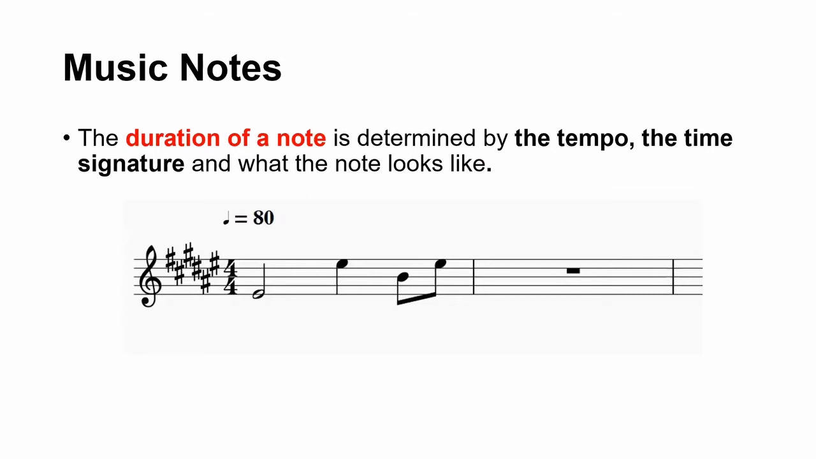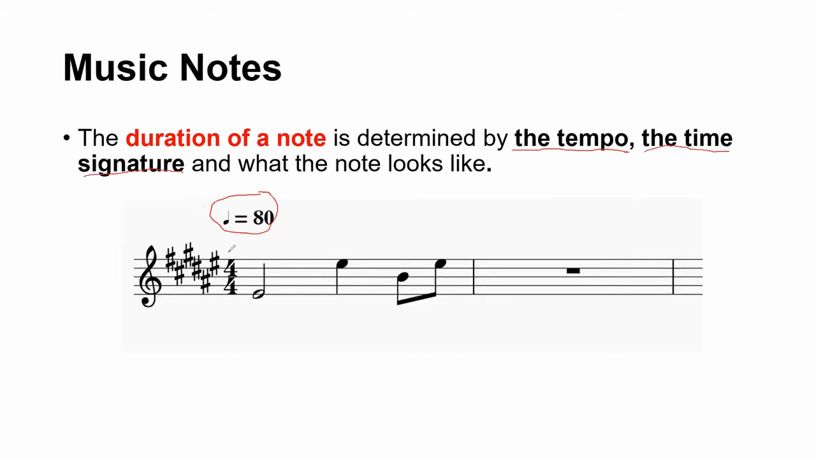When you see written music on sheet music like this, this is the tempo. That's the tempo symbol. We'll describe what it means in detail later, but for now just know that that's the tempo symbol. It tells you how many beats per minute are assigned to a type of note. And then the duration of a note is also determined by the time signature.